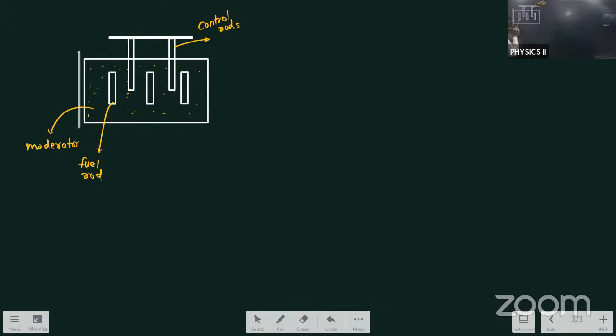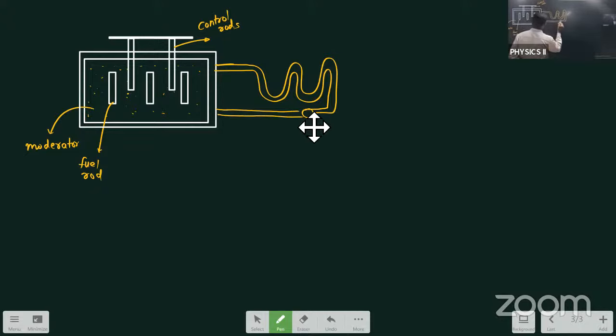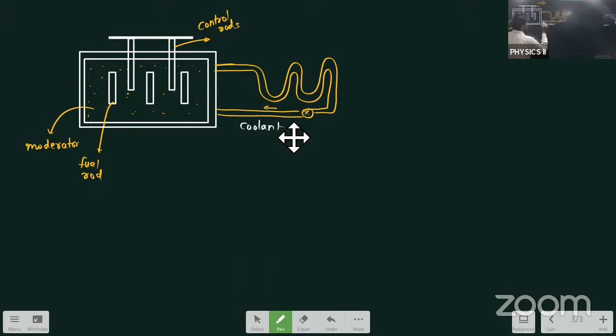Next, see here. Draw a chamber, something like this. From here, we'll be drawing some pipes. Here one pipe is there, which will be passing through a water bath. Again, this pipe is attached to a pump, and it is connected to this nuclear reactor. Why are we using this pump and pipe? Because coolant is passed through this. This coolant will pass through the entire nuclear reactor and absorb a large amount of heat.